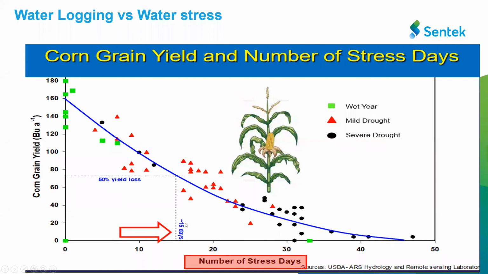If you have 15 days or more of stress within the growing season, which is about 10 to 15% of your row crop growing time, that can cost you 50% of your yield. So if you have access to irrigation or any other management tools, that's really critical to keep an eye on.